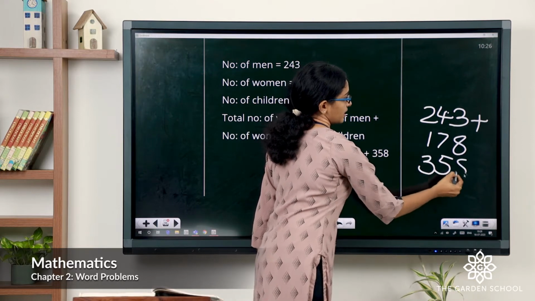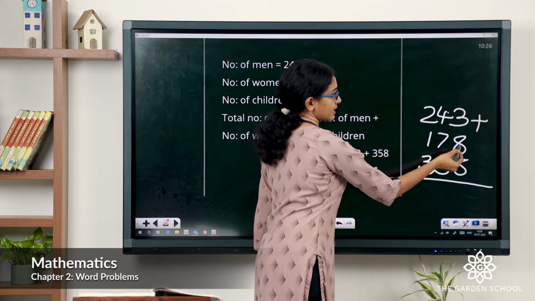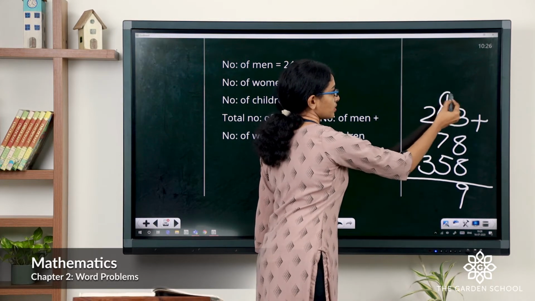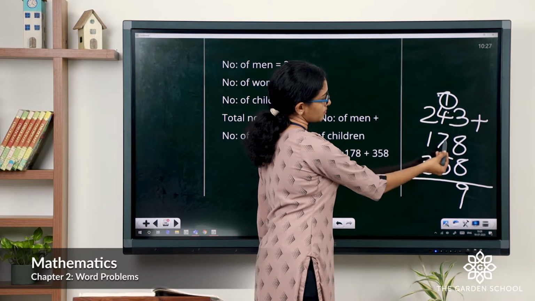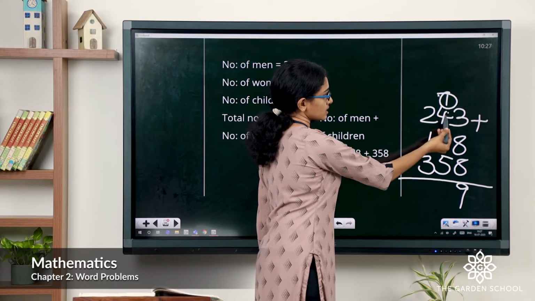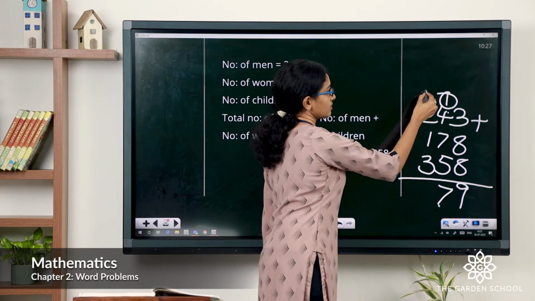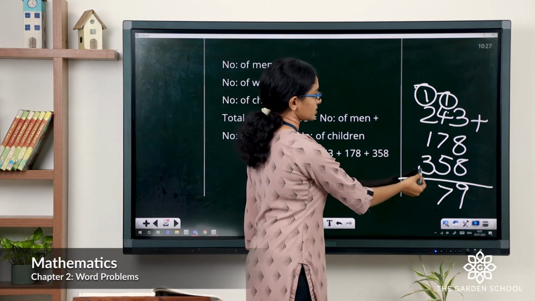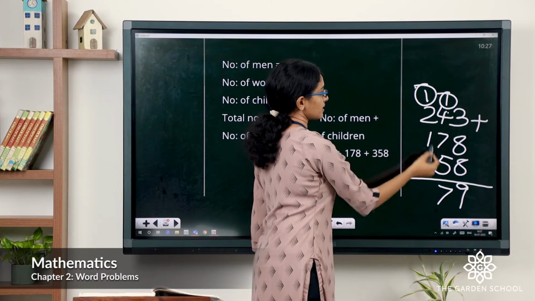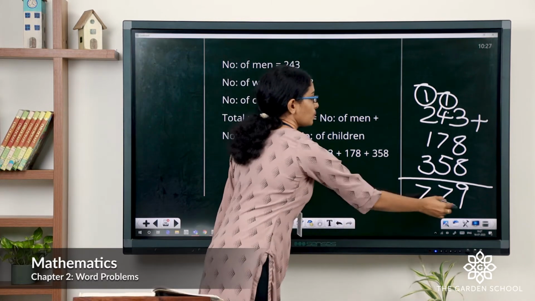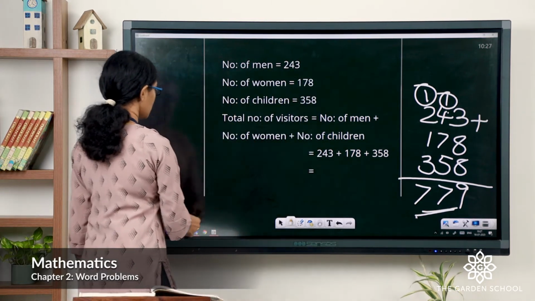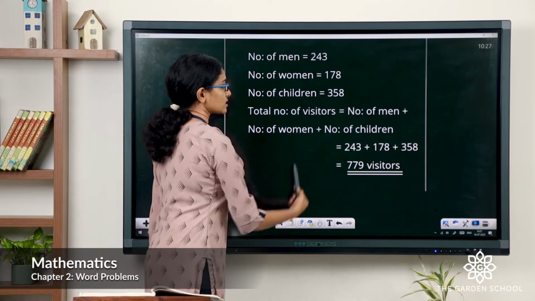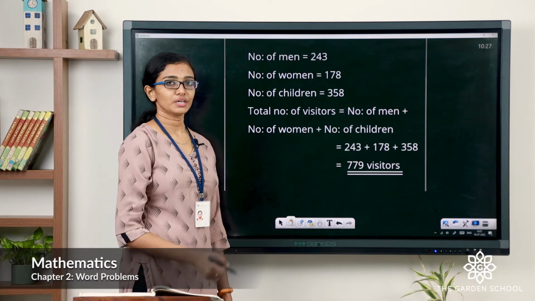358. So here it is 8 plus 8, 16 plus 3, 19. 9 comes here. 1 goes to the next place. 5 plus 7, 12. Plus 4, 16. Plus 1, 17. The carryover 1 goes to the next place. 3 plus 1, 4. Plus 2, 6. Plus 1, 7. So, what is the answer? The total number of visitors in the zoo on Sunday is 779 visitors.